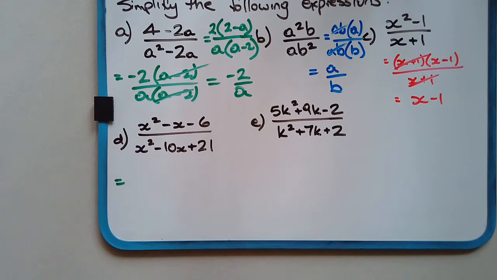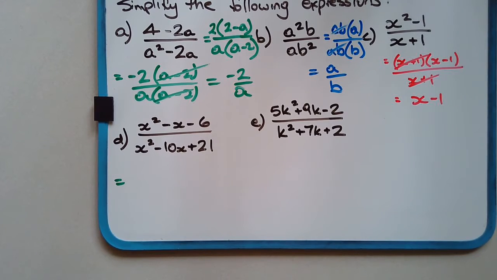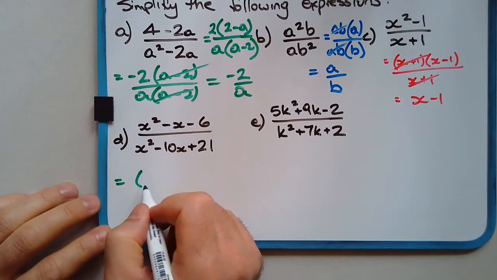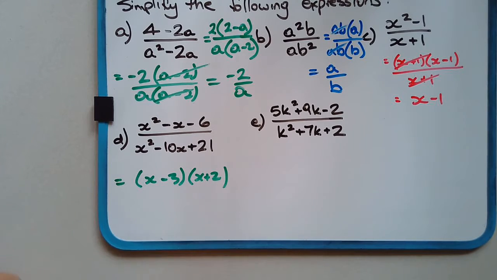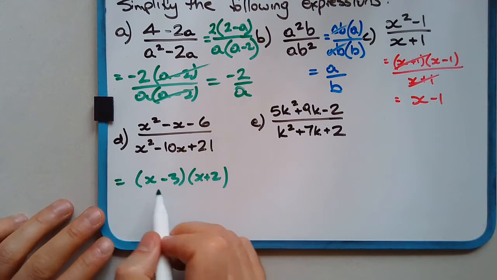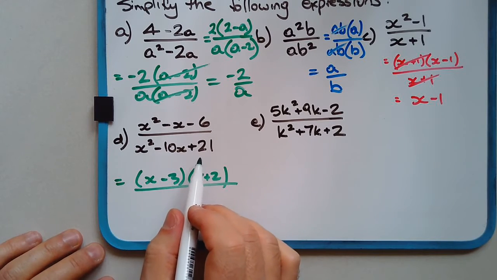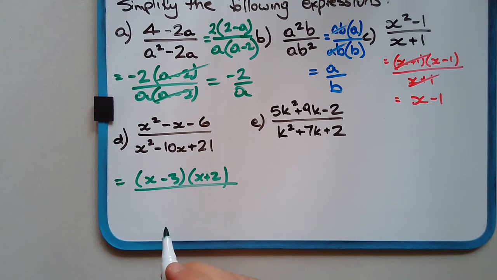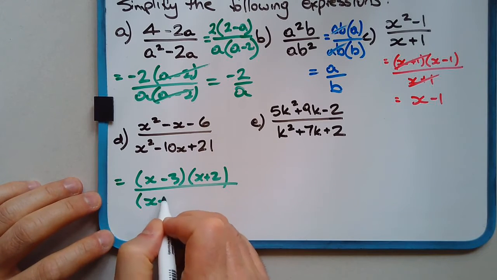If we represent them in factor form, x squared minus x minus 6, we can think of maybe x minus 3, x plus 2, which is the factorized version of x squared minus x minus 6, over x squared minus 10x plus 21. So I can think of negative 7, negative 3, or negative 3, negative 7. I'll write it in that order.